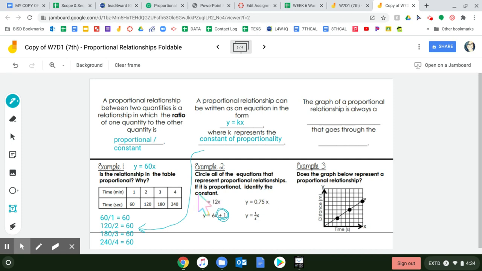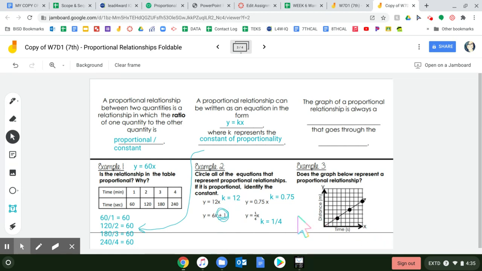It says identify the constant. Right here, my constant would be 12. And the way we would write that would be k equals 12, because remember, k means constant of proportionality. On this one, our constant would be 0.75. And on this one, our k would be 1/4. Basically, it's saying the y-intercept here is 1. On one of these, our y-intercept would be 0.